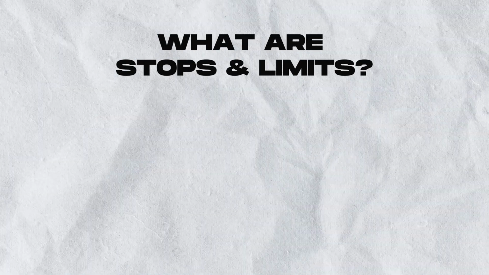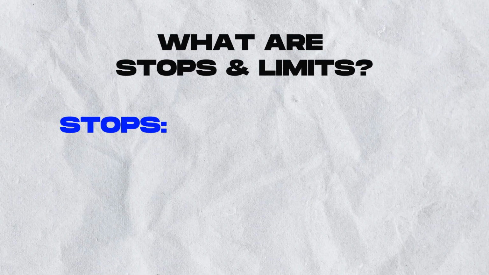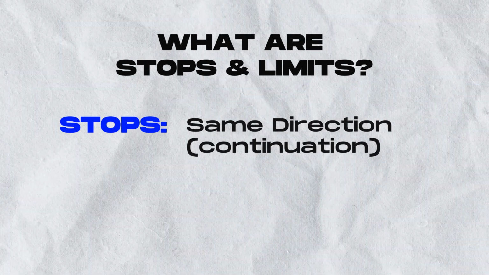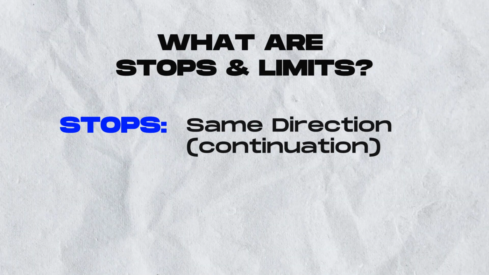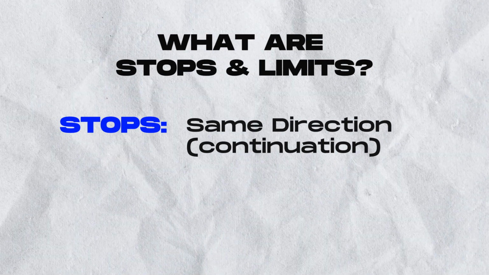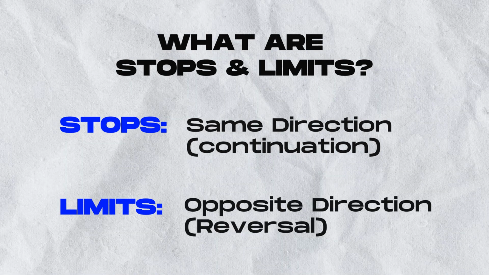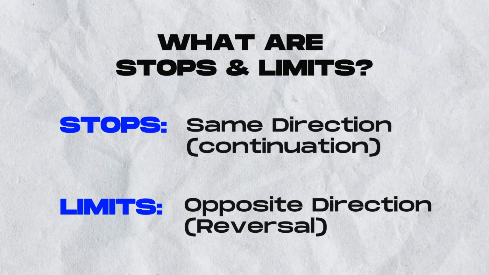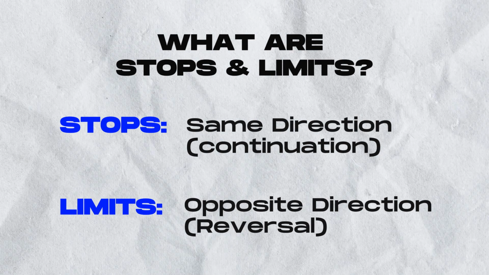Now, what are stops and limits? Stops are levels used when you want to place a trade to move in the same direction of the trend. In other words, they're used for trading continuations, while limits are levels used when you want to place a trade that will move in the opposite direction of the trend. In other words, limits are used for trading reversals.